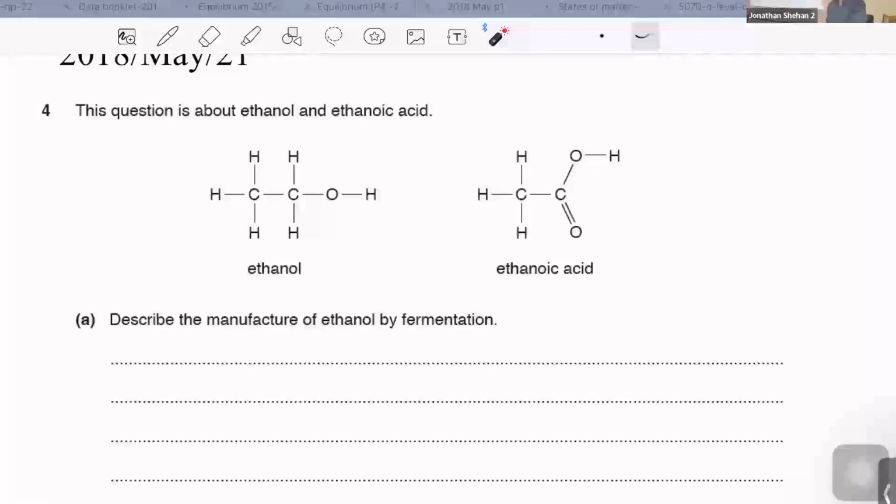Right. Part A. We have ethanol and ethanoic acid. Describe the manufacture of ethanol by fermentation. Right. Now you can take a pencil and quickly write down the full answer.